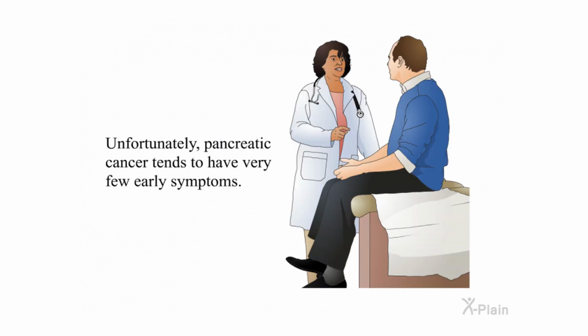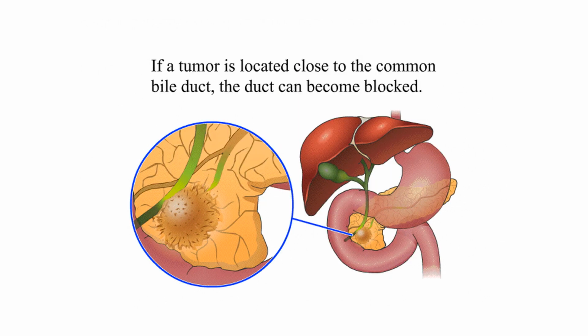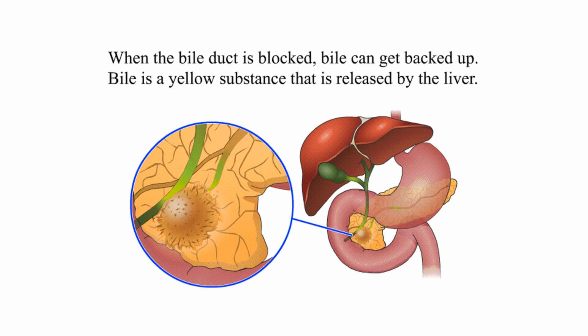Signs and symptoms. Unfortunately, pancreatic cancer tends to have very few early symptoms. As it grows, it can cause major abdominal and back pain. If a tumor is located close to the common bile duct, the duct can become blocked. When the bile duct is blocked, bile can get backed up. Bile is a yellow substance that is released by the liver.